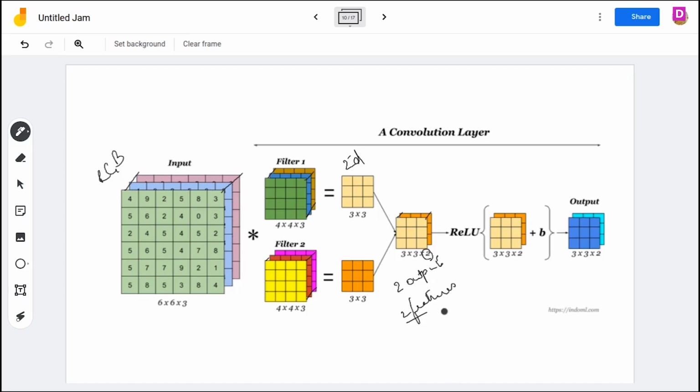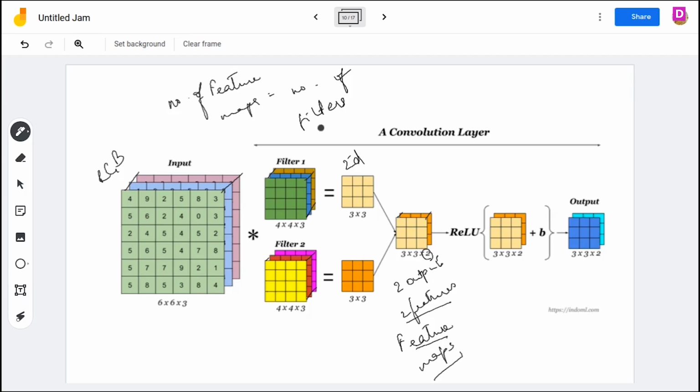They are not exactly called features, they are known as feature maps. I mentioned features so that it is easier to understand, but now we will be calling those feature maps. So we are getting 2 feature maps. The number of feature maps is equal to the number of filters. So however many filters you use, that many features you will be extracting, hence that many feature maps, right?